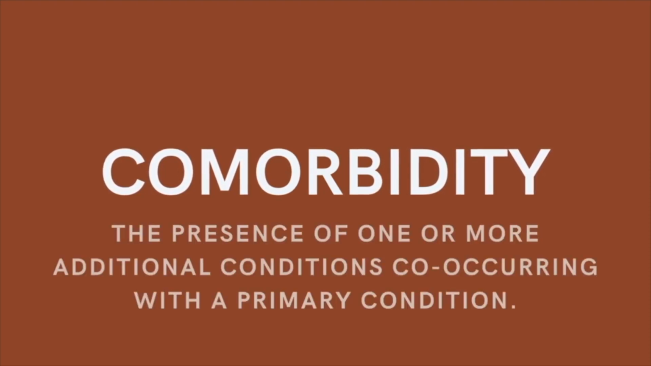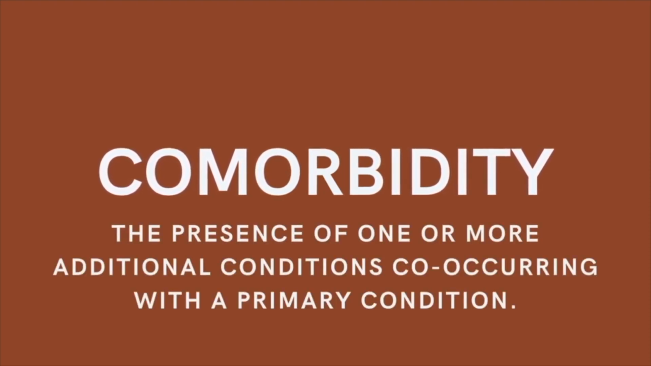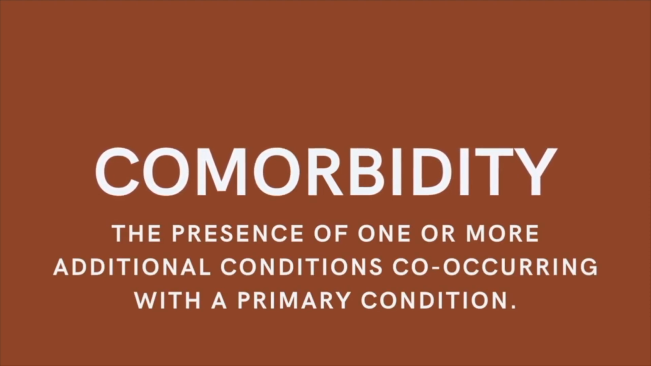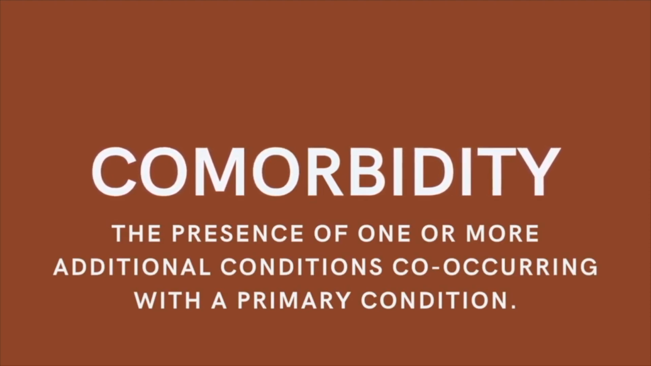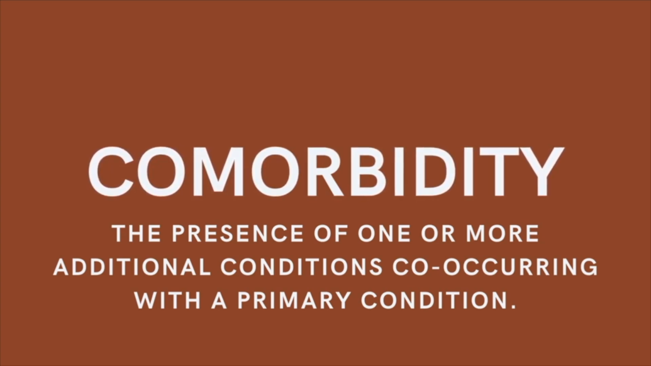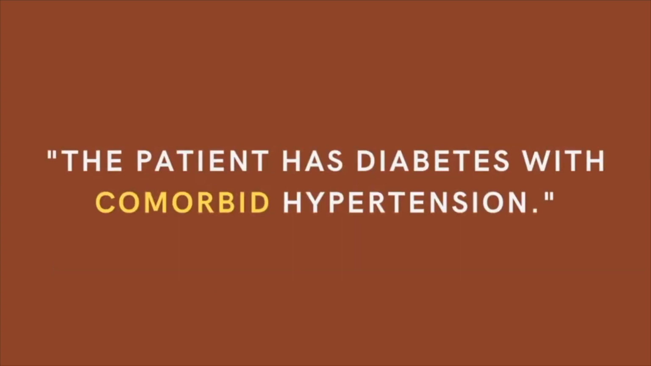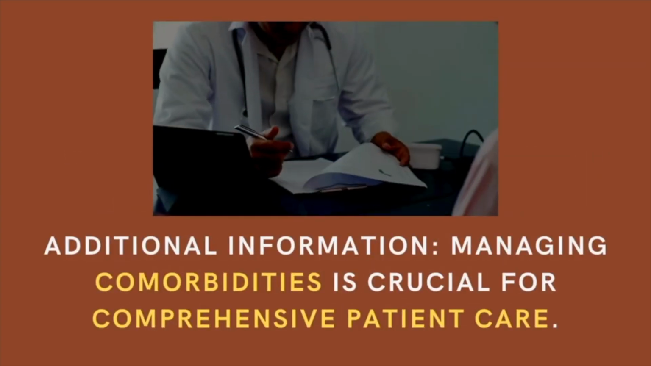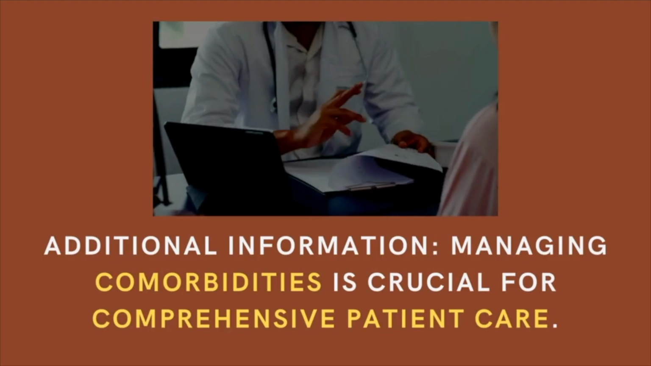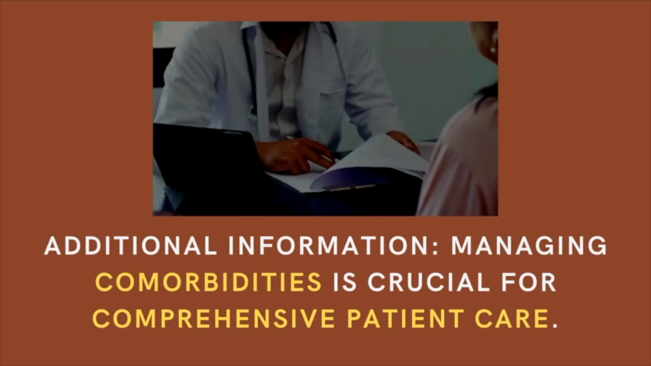Let's move on to comorbidity. Repeat after me. Comorbidity. This describes the presence of one or more additional conditions co-occurring with a primary condition. Let's use it in an example phrase. The patient has diabetes with comorbid hypertension. Managing comorbidities is crucial for comprehensive patient care.